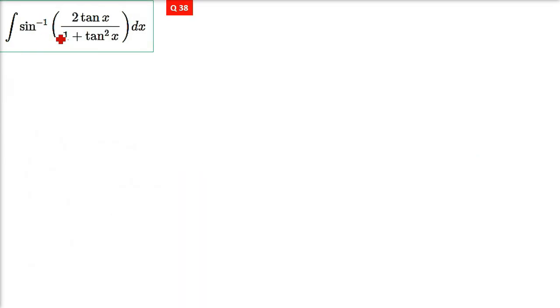Now you tell me what to do. You need what here? Of course, you got it right. We have to have a sine here. So 2 tan x by 1 plus tan square x is sine 2x. How? You know it already. You have learned this in your previous trigonometric classes. So 2 tan x by 1 plus tan square x.